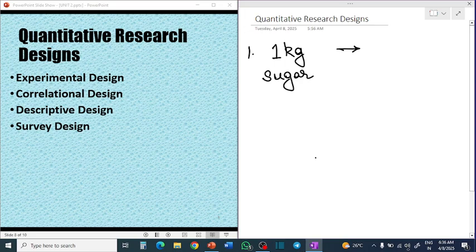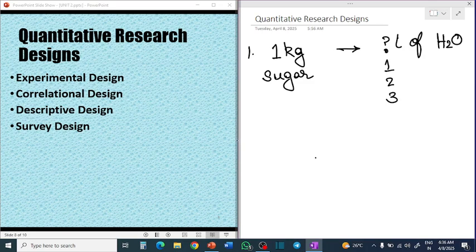is dissolved with how many liters of water. For this we can do the experiment, so the amount of water will be increased in this case. Suppose first 1 liter is used, then 2 liters, then 3 liters will be used. So this is known as experimental design.